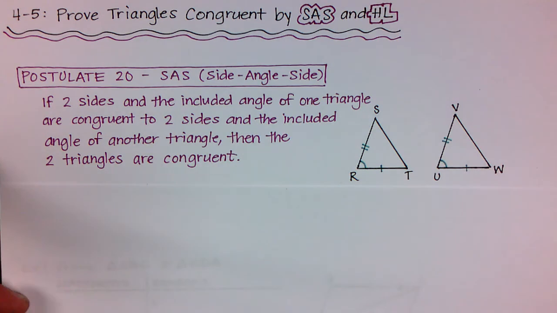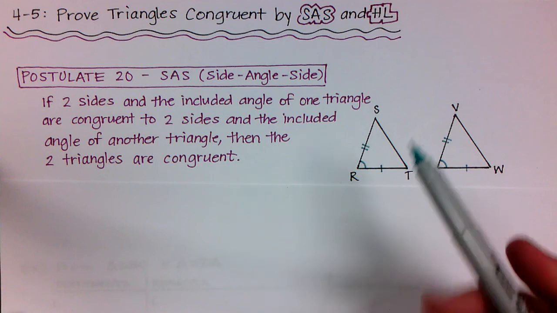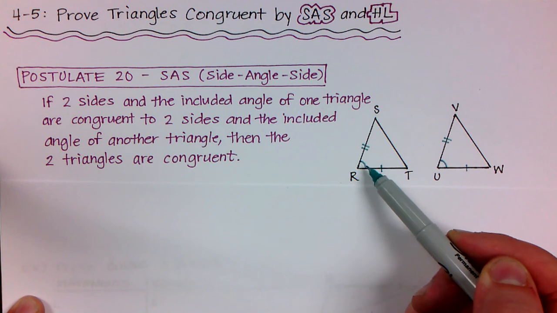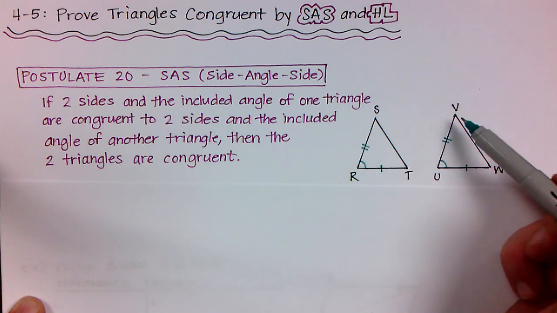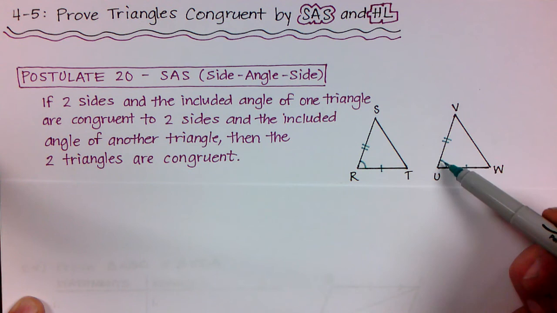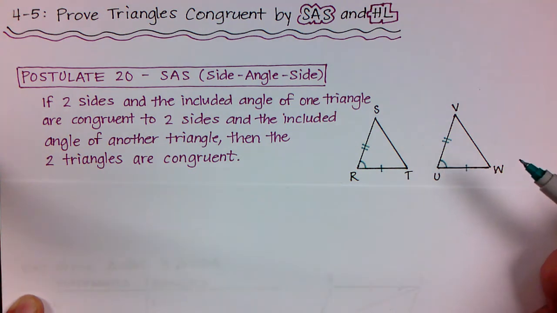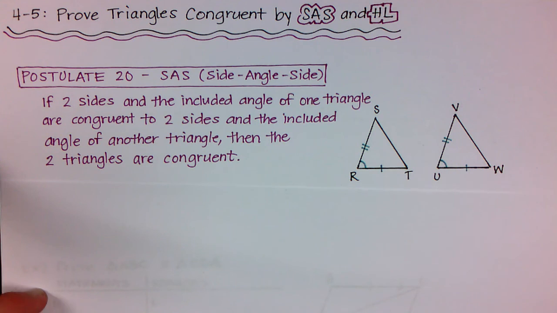Okay, and what it says is that if two sides and the included angle of one triangle, so that means this angle that's included in between those two sides, and two sides and the included angle of another triangle are congruent to one another, then the two triangles are congruent.